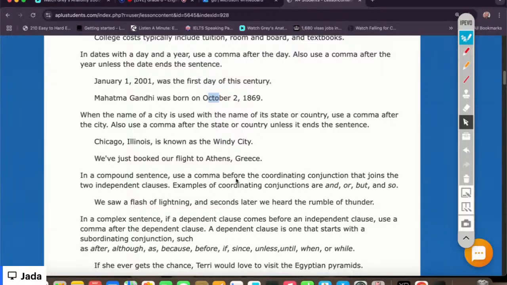And after Illinois as well, we have a comma. That's because we have additional words in the sentence, okay? But unlike the next one, you can see that Greece is ending the sentence. So you don't need to add a comma after Greece. You just have to put a comma in between the city and state, or city and country. Okay.